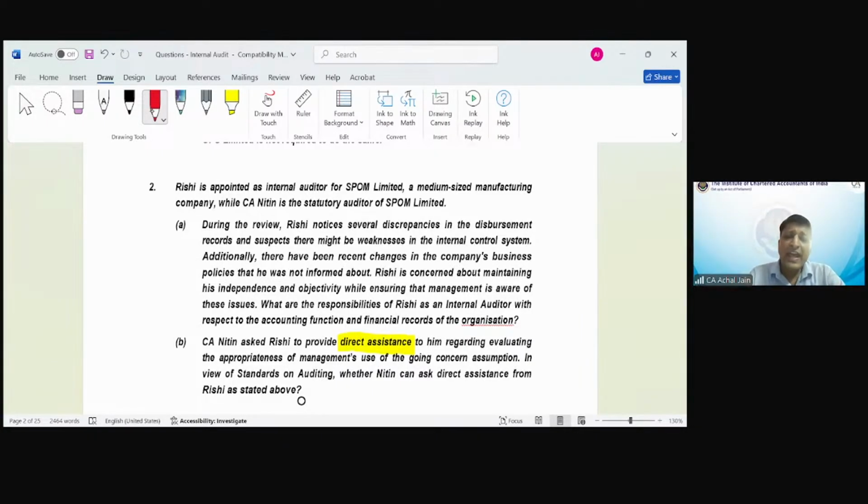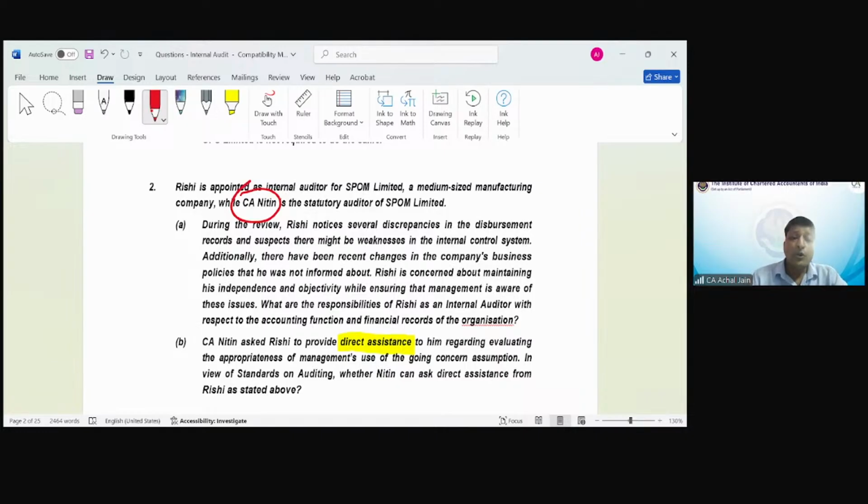Suppose direct assistance is taken. Whether it's direct or indirect, in both cases, expressing an opinion will continue to remain the responsibility of CA Nitin. Yes or no? Okay. So this responsibility cannot be passed on by the statutory auditor to the internal auditor.